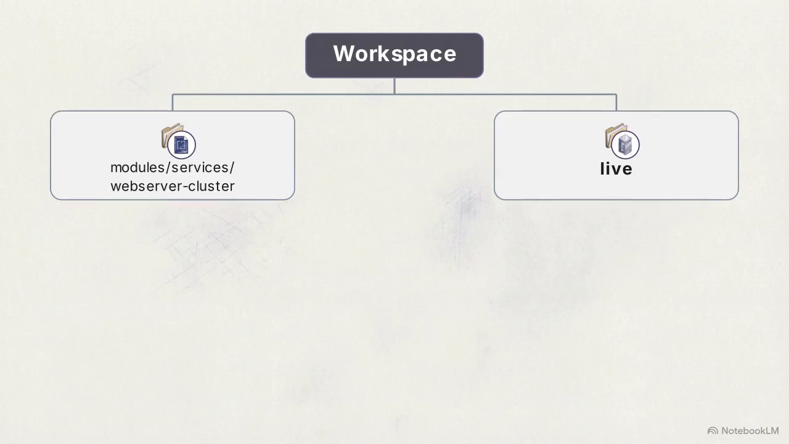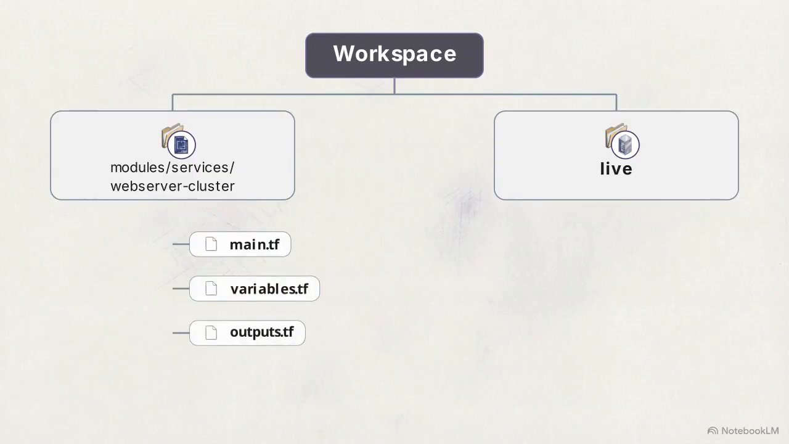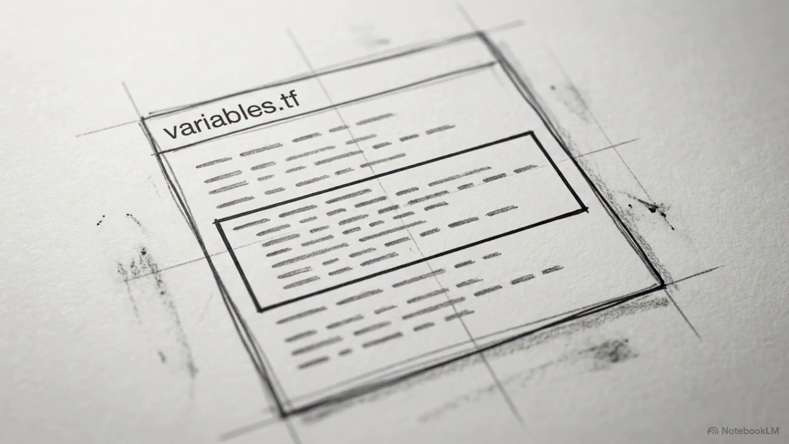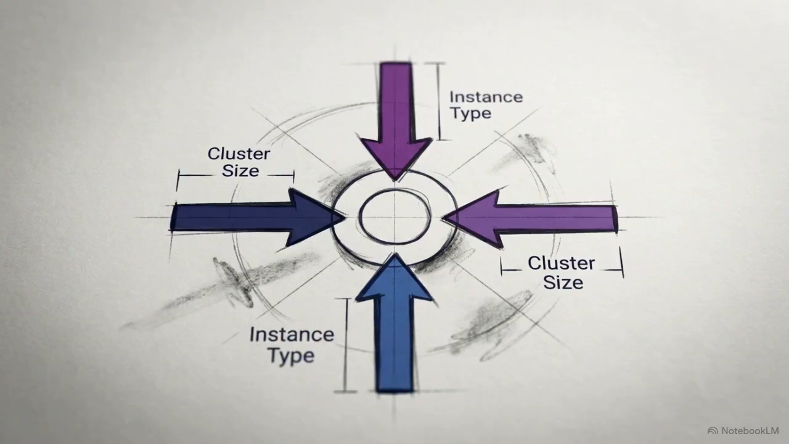Inside the module folder, create 4 essential files: main.tf for resources, variables.tf for inputs, outputs.tf for data sharing, and a README for documentation. The variables.tf file serves as the module's API, or Application Programming Interface. It defines exactly how users are permitted to customize the infrastructure.